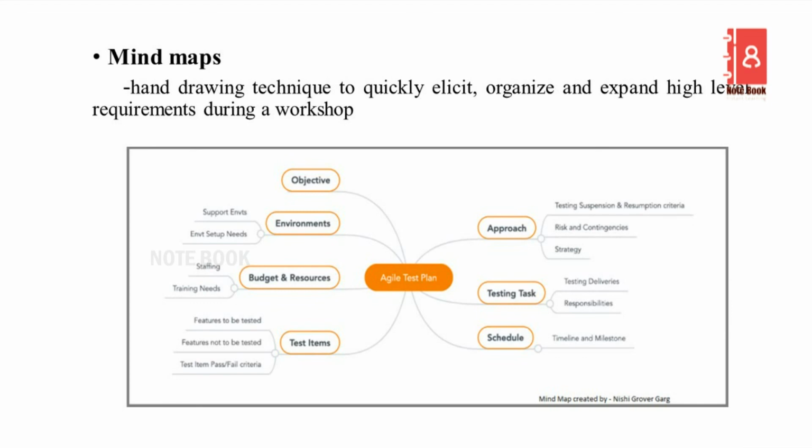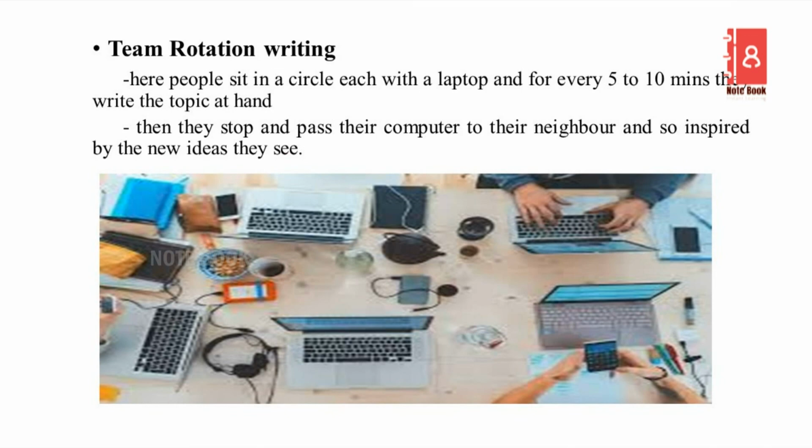And the last agile requirement technique is team rotation writing. Another collaborative technique for requirements or planning is rotation writing. Here the people sit in a circle, each with a laptop computer. For 5 or 10 minutes, they write on the topic at hand, either the requirements or tasks. Then they stop and pass their computer to the neighbor while they themselves receive another computer. After the meeting, one person receives all the documents, groups and merges the ideas, which are then later reviewed and refined by the whole team together in a second meeting. You can see the picture.